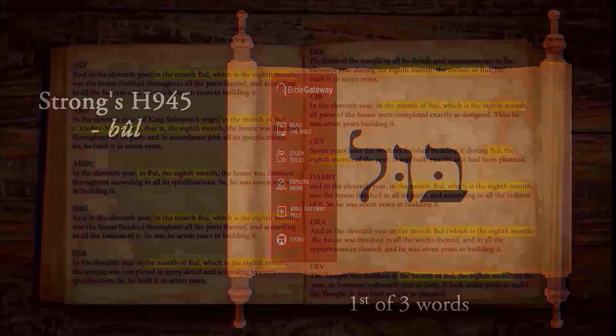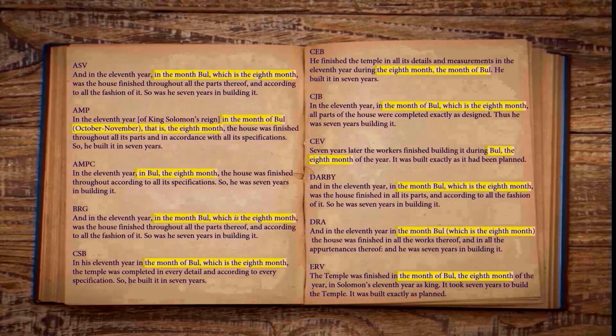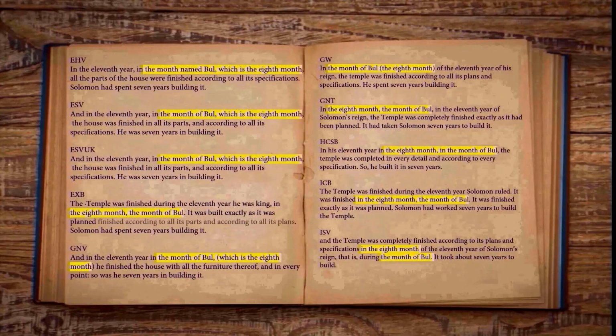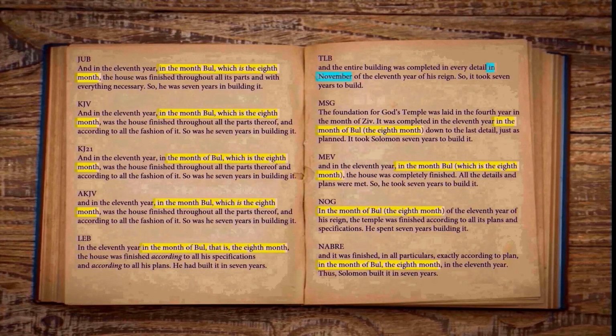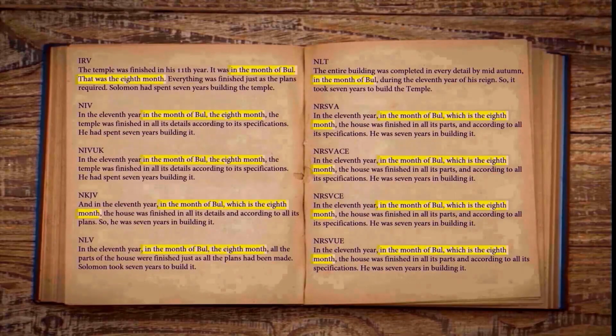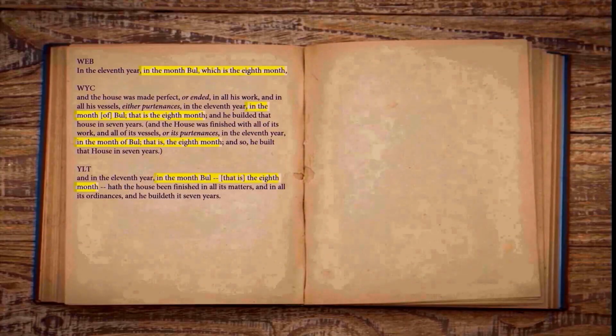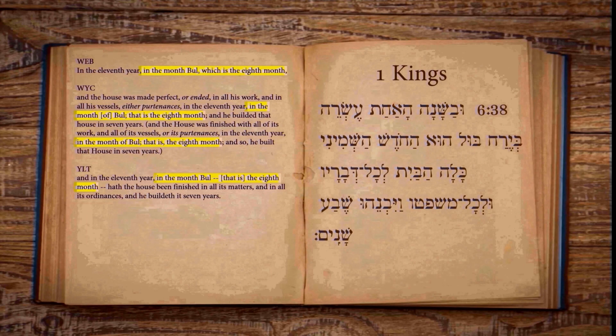Let's take a look. Beginning with the American Standard Version and following through on all these different pages, well, there is one exception. The Living Bible actually states that it was in November. They don't use the word month or the word bool at all when they're translating this particular verse. We continue on, but our question is this: what does the Hebrew verse found in Scripture say? And is it so important?